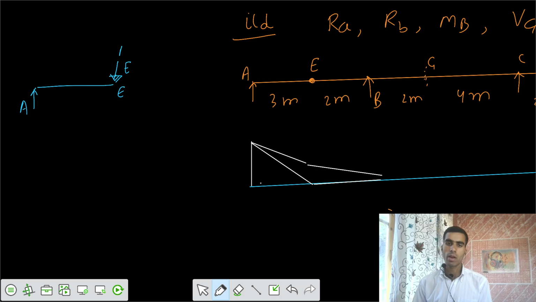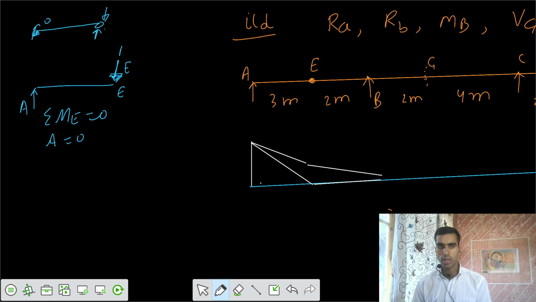Can you tell me what is the reaction at A when the load was at point E? I think it was 0. You can treat it as a simply supported beam. Load is at the support, so here the reaction would be 0. You apply summation of moments at A equals to 0, and you would get reaction A equals to 0.